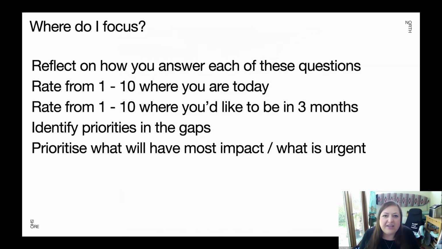Some things will be great. Some things might need some work, but rate again from 1 to 10 where you want to be in 3 months' time. Take into consideration your priorities, what you need, your goals, what you need to do. Identify some priorities in those gaps. And if you need help in figuring out where to start first, have a look at what has the most impact and what is most urgent.